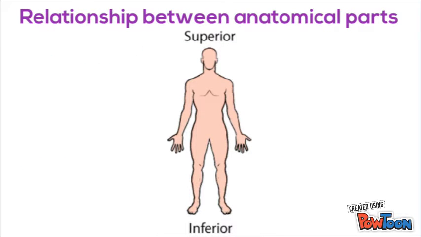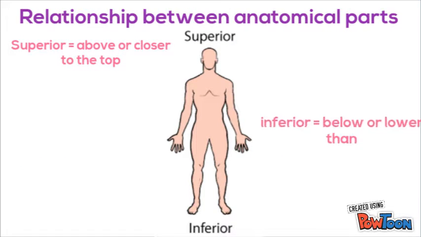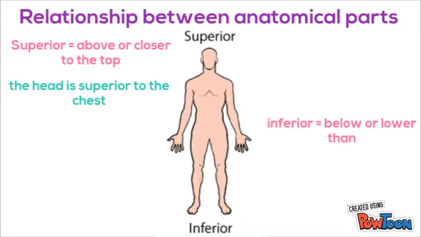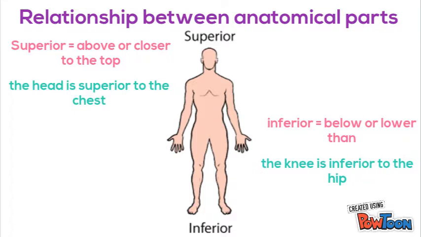Superior and inferior. Superior means above or closer to the top. Inferior means below or lower than. For example, the head is superior to the chest, or the knee is inferior to the hip.